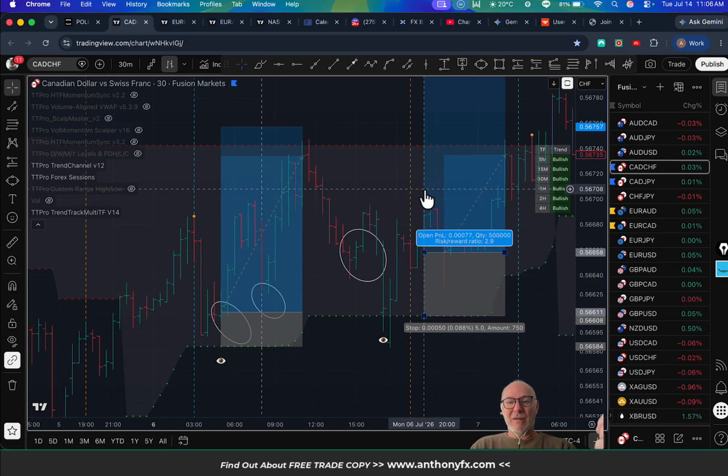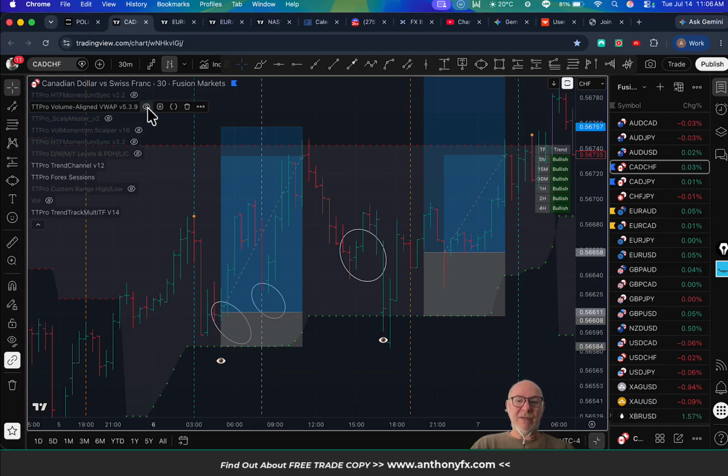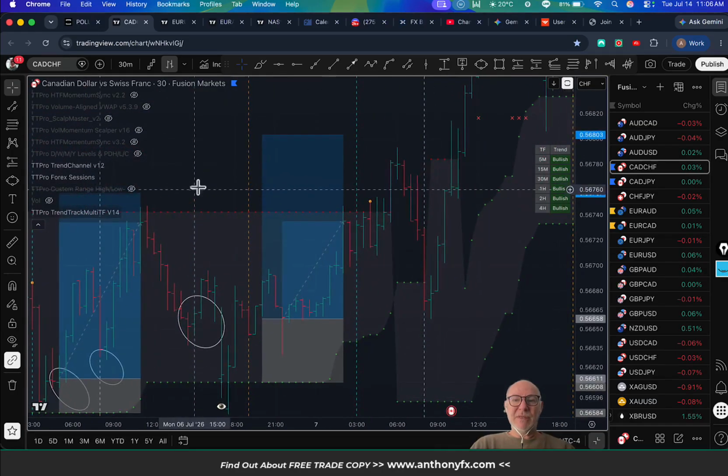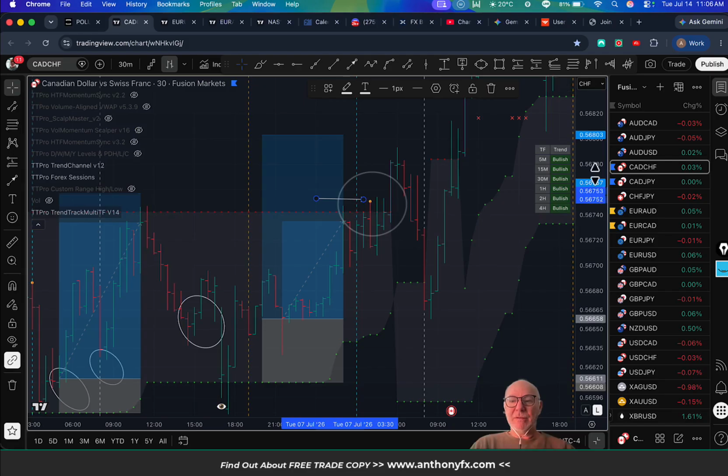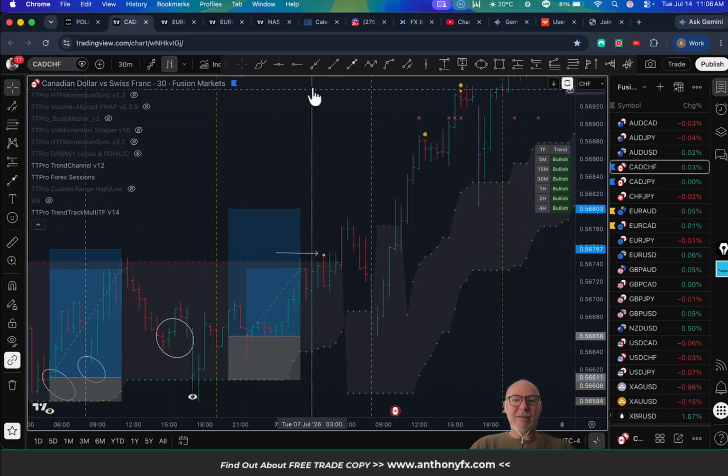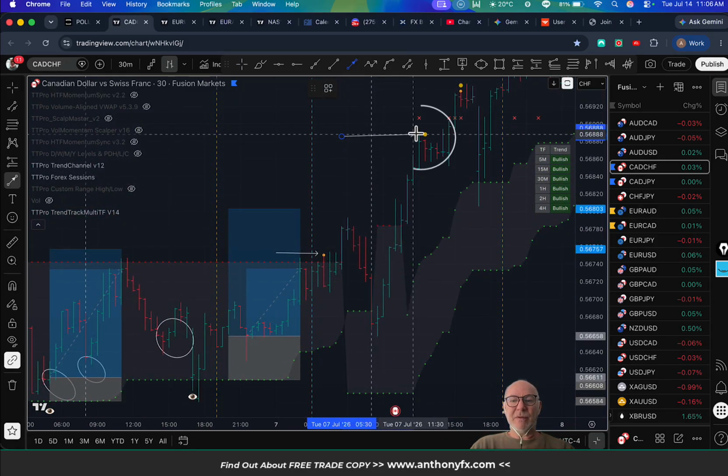TP, 1R. And then here's how you can exit. I'll show you this. See this? That's telling you that it's not a bad idea to exit. Okay, so we use this for your exit.